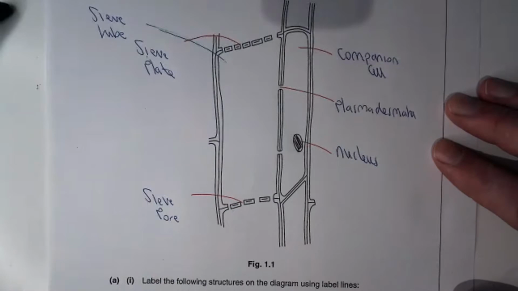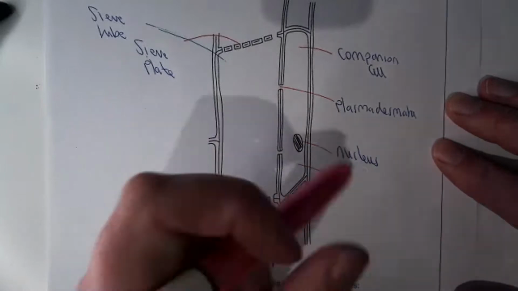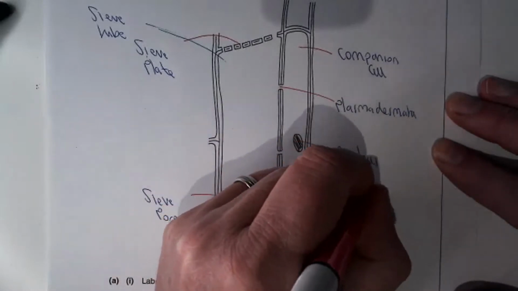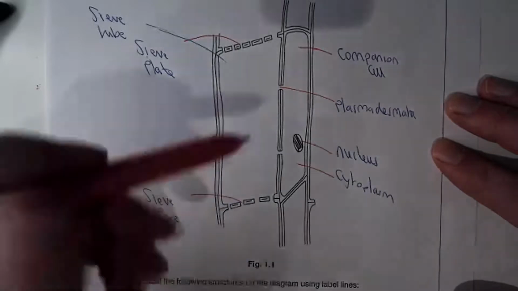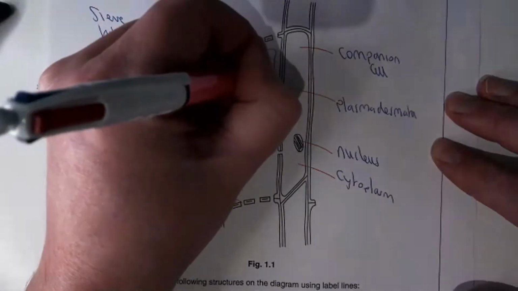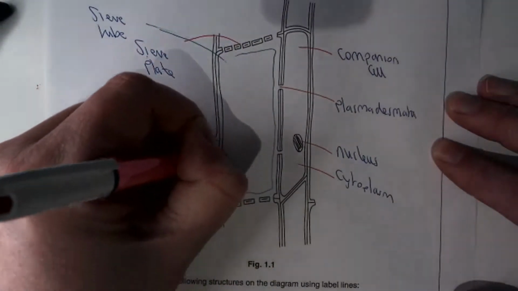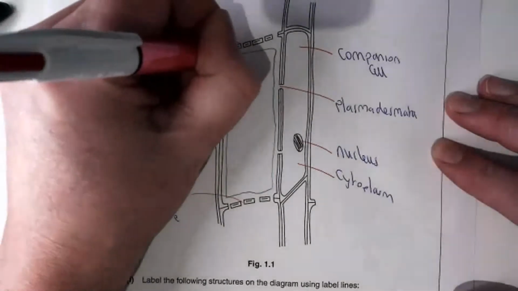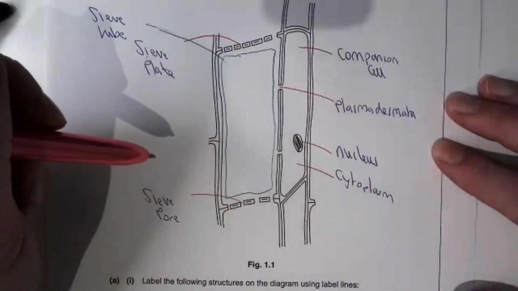Inside the companion cell is cytoplasm, so we can label this cytoplasm. And then the final thing we'll add is the cytoplasm in the sieve tubes, which is very close to the edge, and there's no other organelles in a sieve tube.